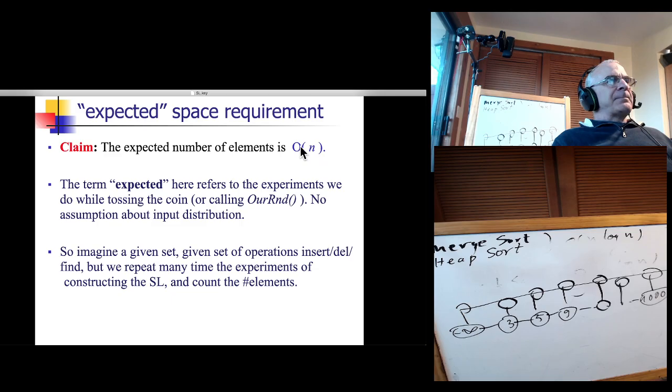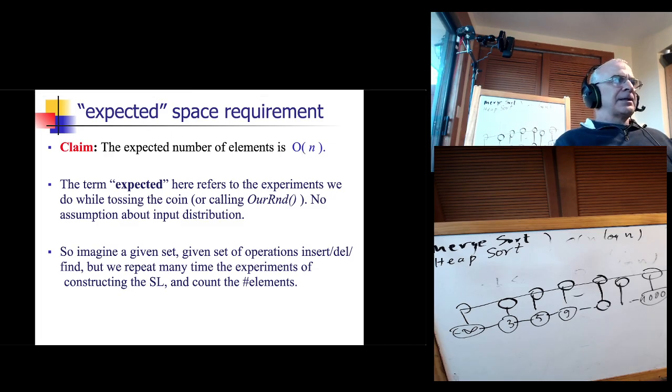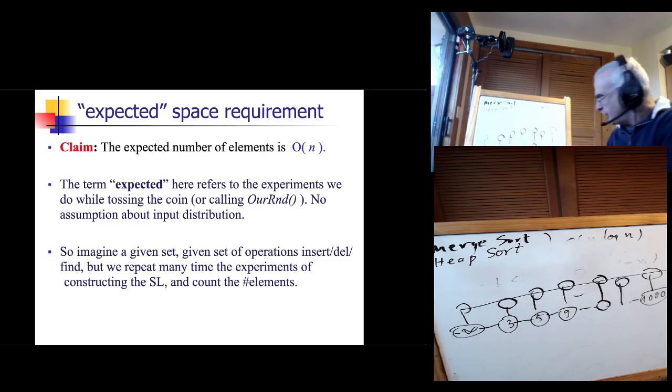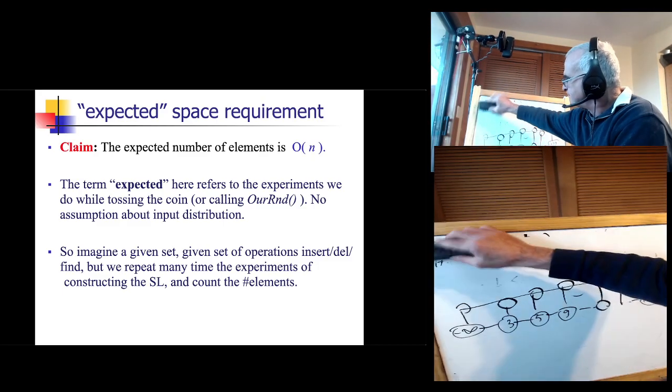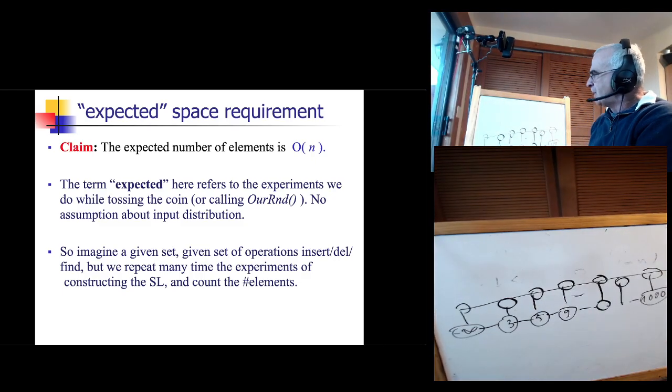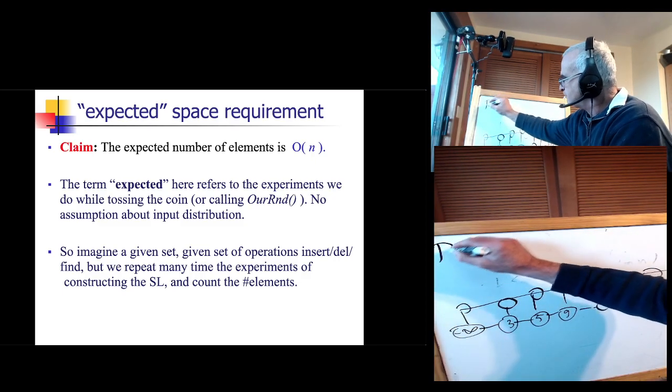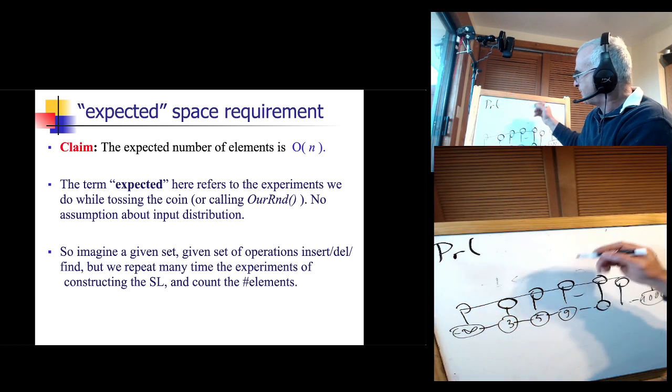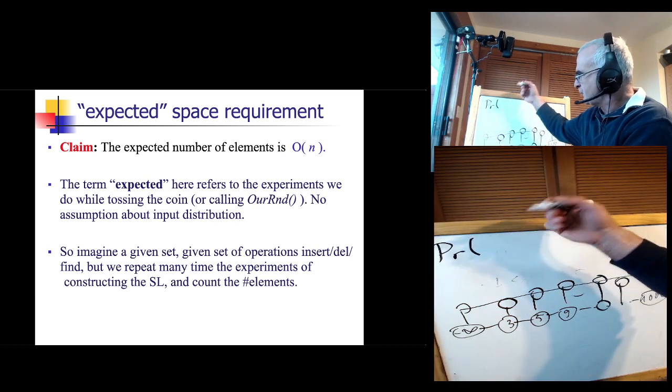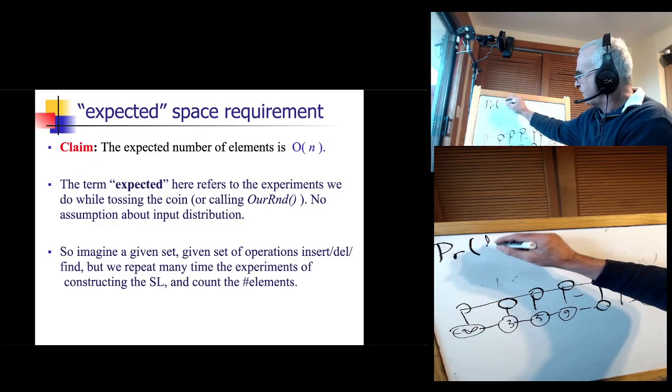The expected number of elements in the skip list is order n. Elements are the disks that you showed earlier, the disks that I have on the whiteboard. There are n keys. How many elements do we expect to find? It all depends, of course, on what happened with our coin. What could be the value of k? So what is the probability? Let's get to know this number. What is the probability when we toss a coin and I pick k?